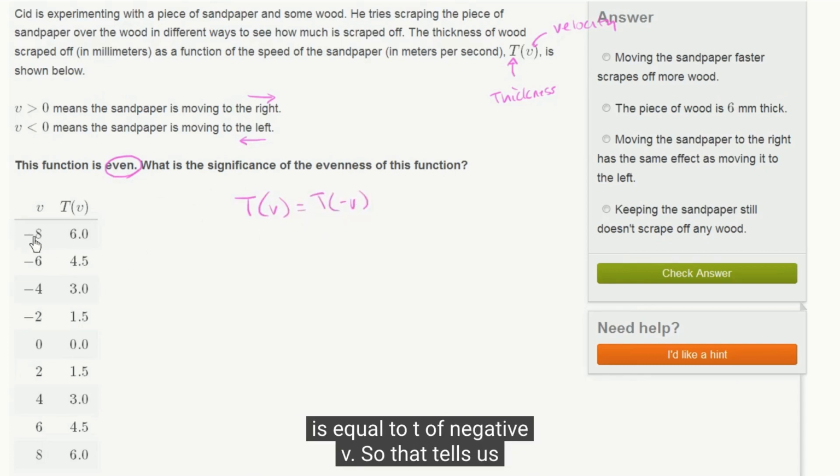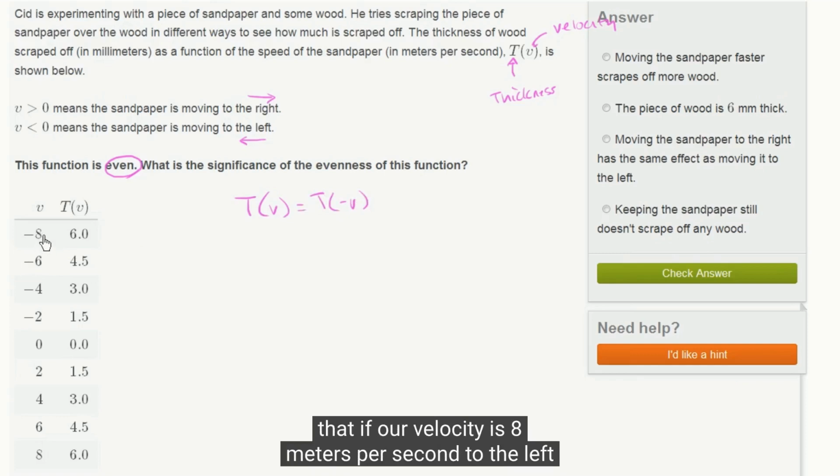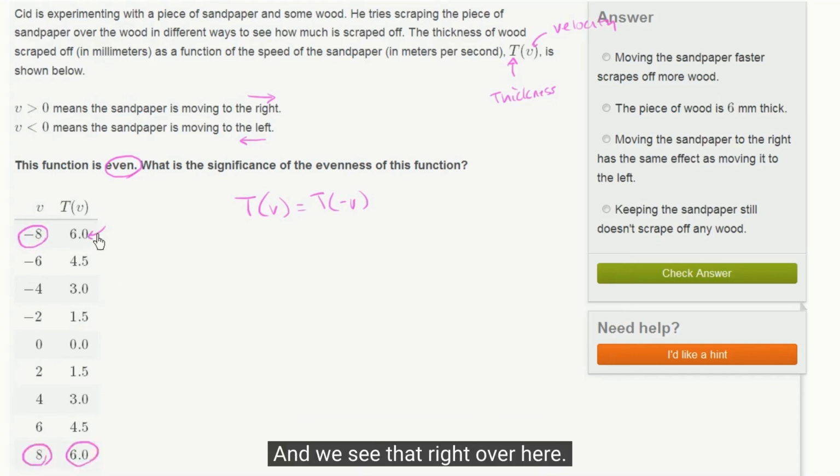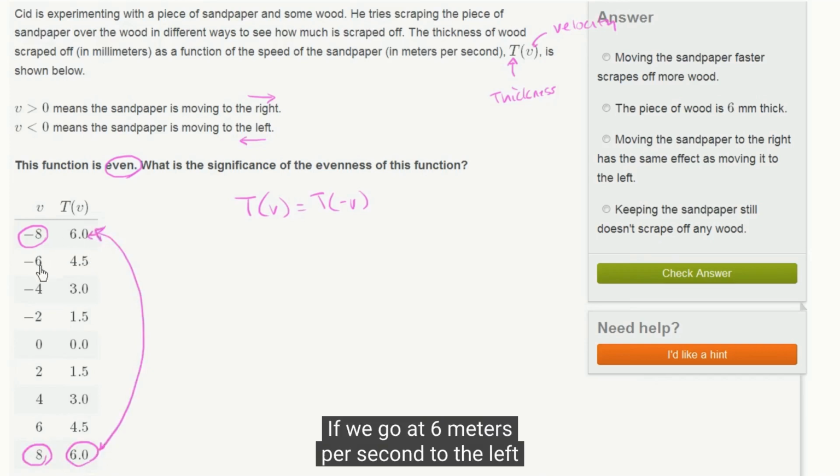So that tells us that if our velocity is 8 meters per second to the left, we're going to get as much scraped off as if we go 8 meters per second to the right. And we see that right over here. So that is equal to that. If we go at 6 meters per second to the left, we're going to get just as much scraped off as we go 6 meters per second to the right. So these two are going to be the same.